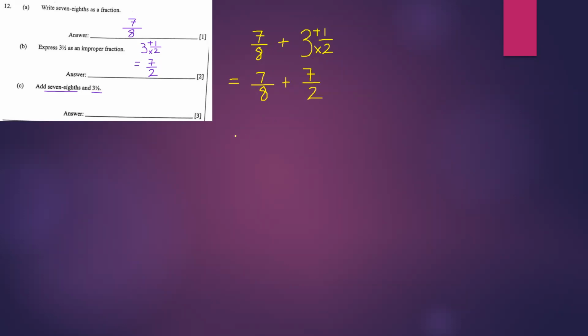And then we have to find the LCM of 8 and 2. What's the lowest common multiple of 8 and 2? It's going to be 8. Very good. So what times 2 gives me 8? 4. Very good. Whatever we do to the bottom, we must do to the top. 7 times 4 is what? 28. Very good.